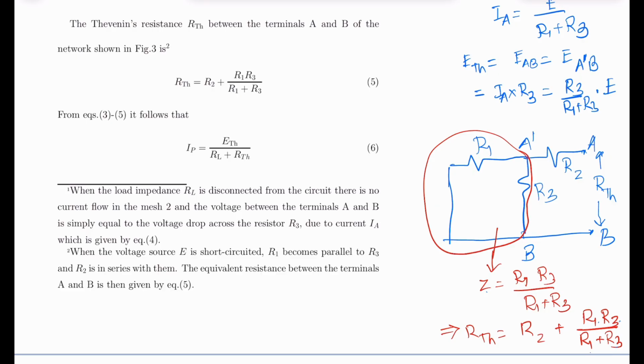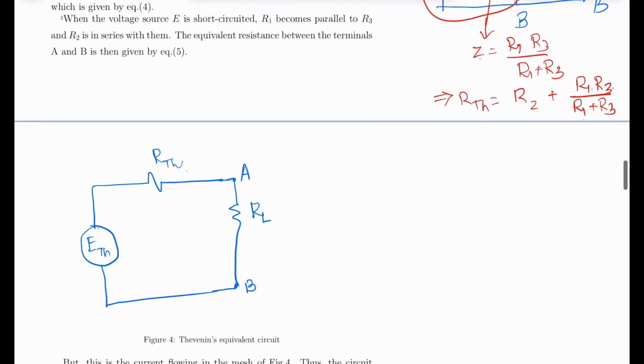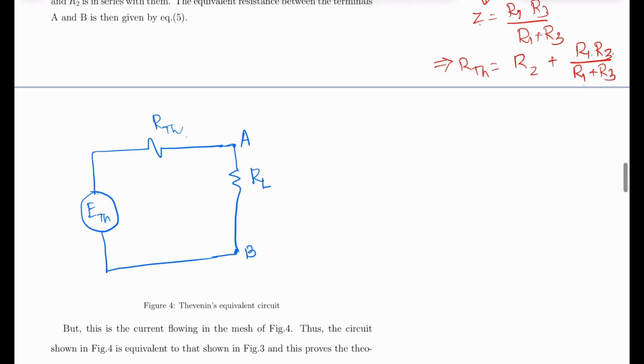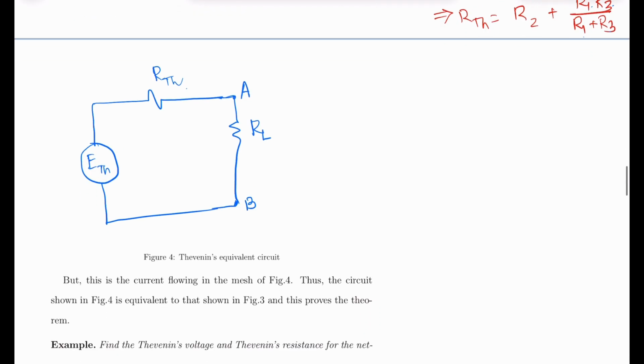Clear? So from equations 3 to 5, it follows that the current IP is ETH upon RL plus RTH. This is your RTH as we have mentioned earlier, and this is the value of the current. So the circuit shown in figure 3, by using Thevenin's theorem, can be replaced by the circuit shown in figure 4. So this is ETH here, this is RTH, this is RL here between terminals A and B.